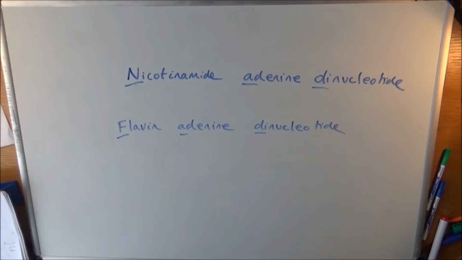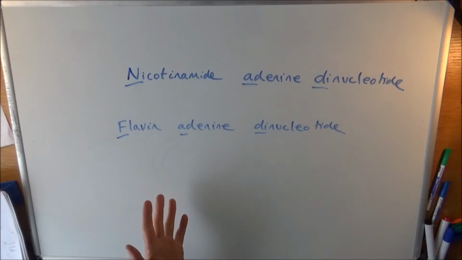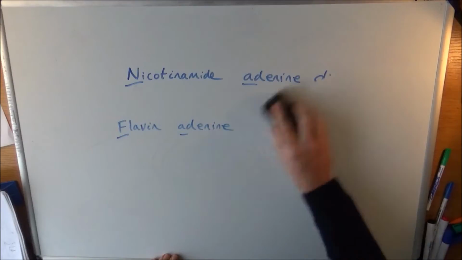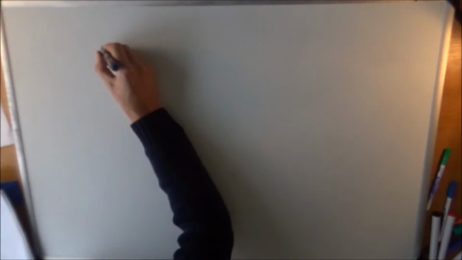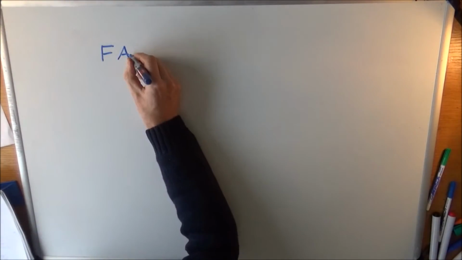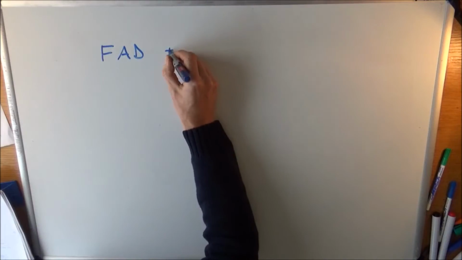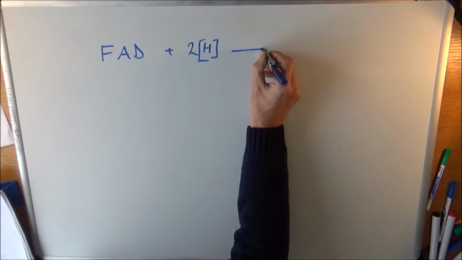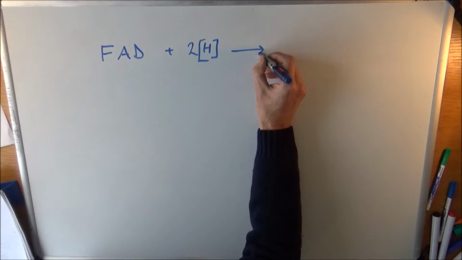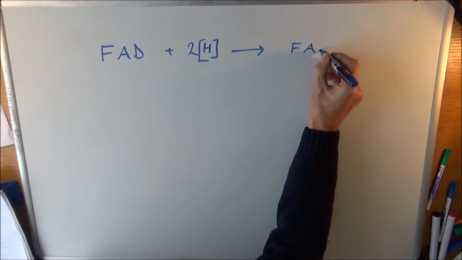Now, to look at how they do this, because a lot of people get very confused about what's the proper symbol for FAD and for NAD. Well, I'm going to start off with FAD because that one is much easier to understand. FAD can be given 2 hydrogens, and we write it as FADH2.